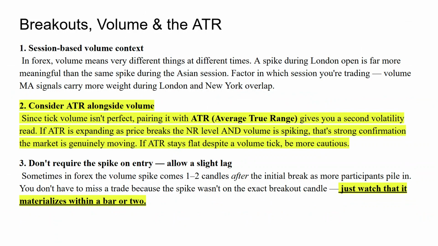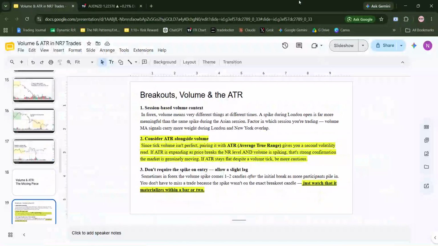Okay. So remember that you have the ATR, or what's called the average true range, and that can work with volume to give you a second volatility read, meaning that if the ATR is rising and volume is also rising, that's a strong confirmation that the market is really moving. If the ATR stays flat, just be a little more cautious. So what does that mean? Well, first off, let's put it on the chart and we'll show you how that looks.